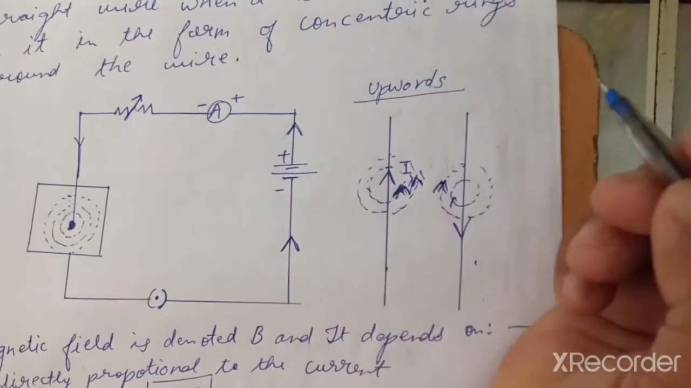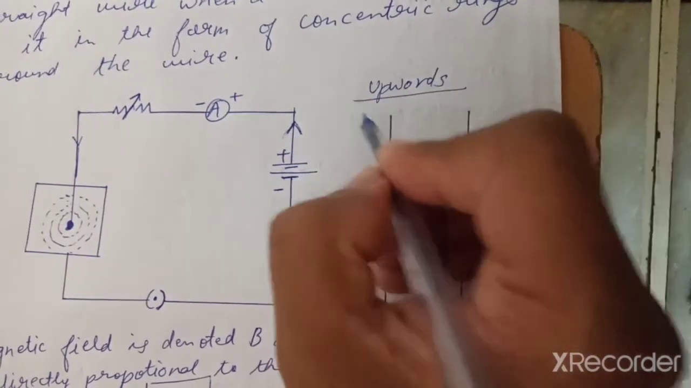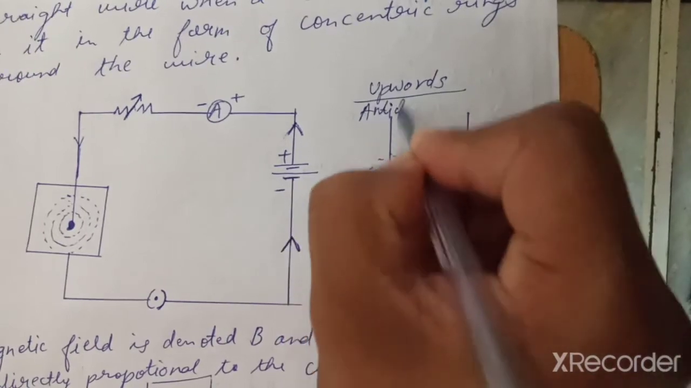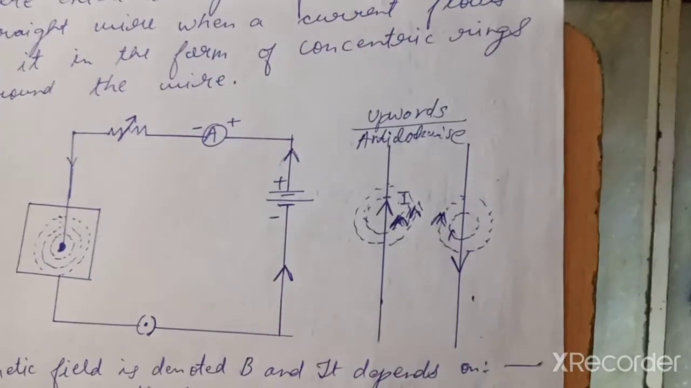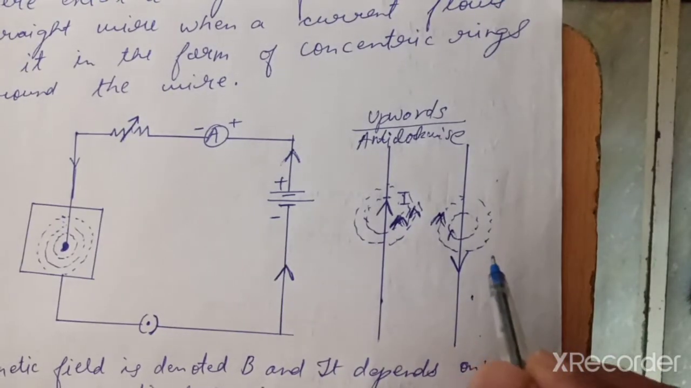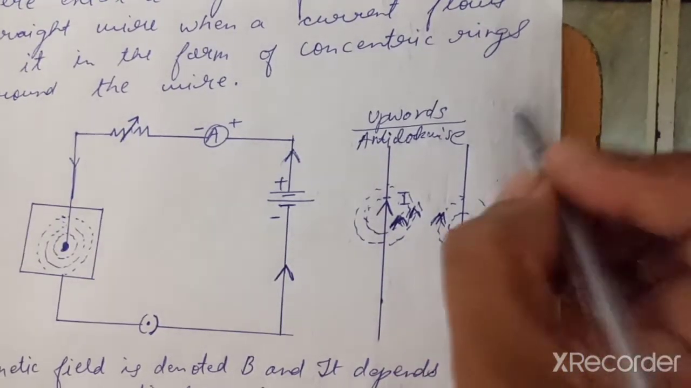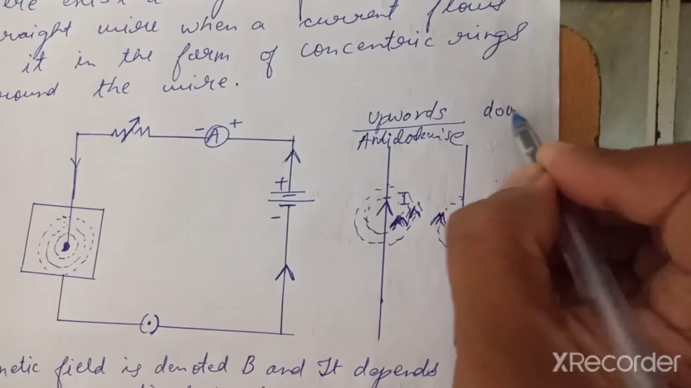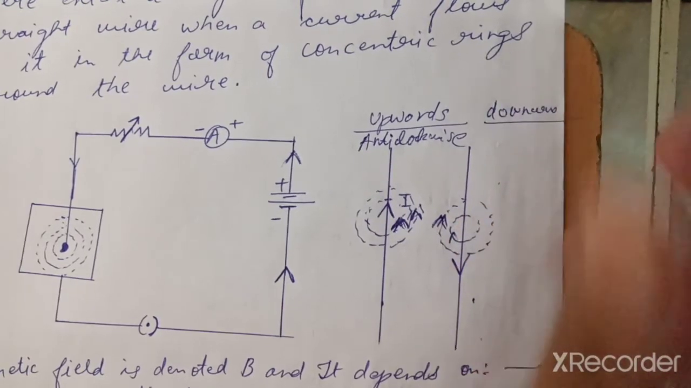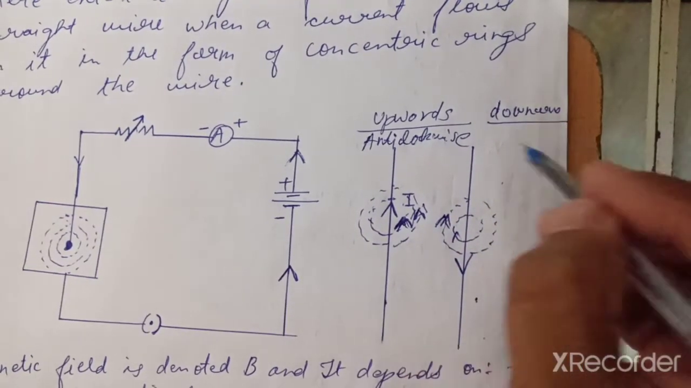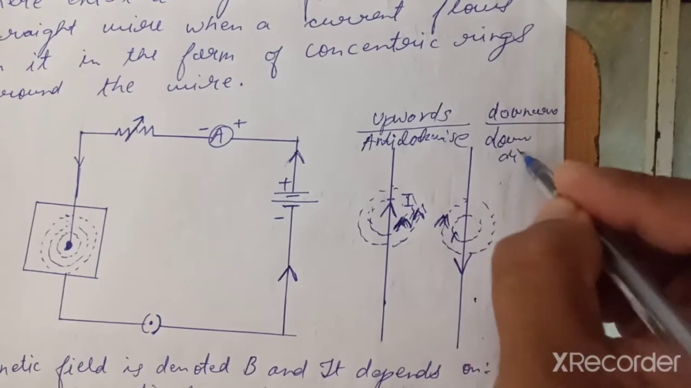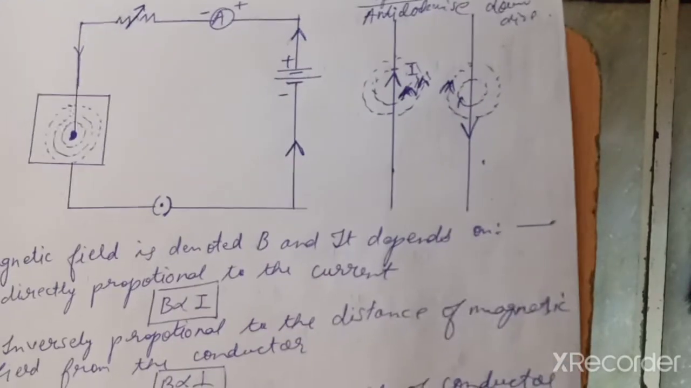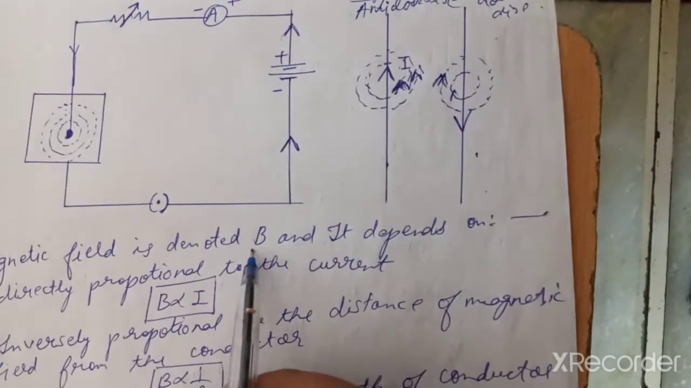Or you can say when the current is in the upward direction, the direction of the magnetic field will be anti-clockwise. And when the direction of current is downward, the magnetic field will be in the clockwise direction. The magnetic field is denoted by B.